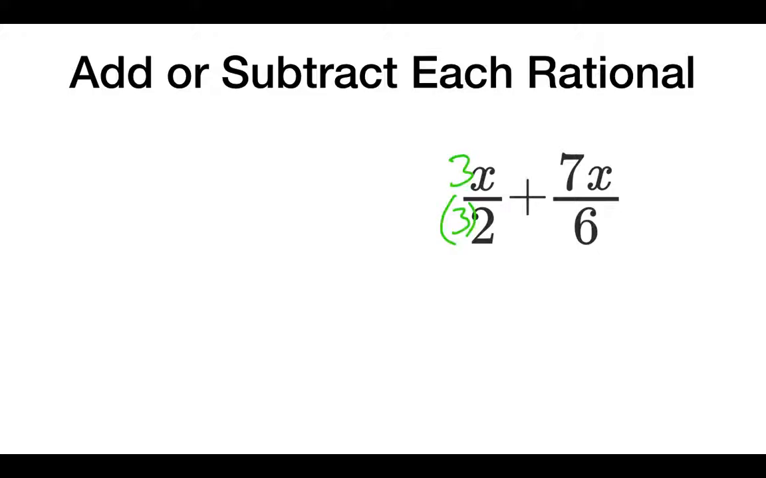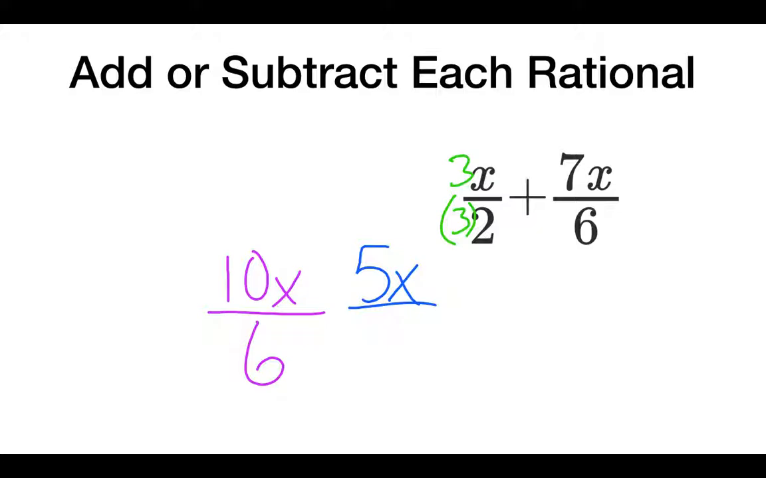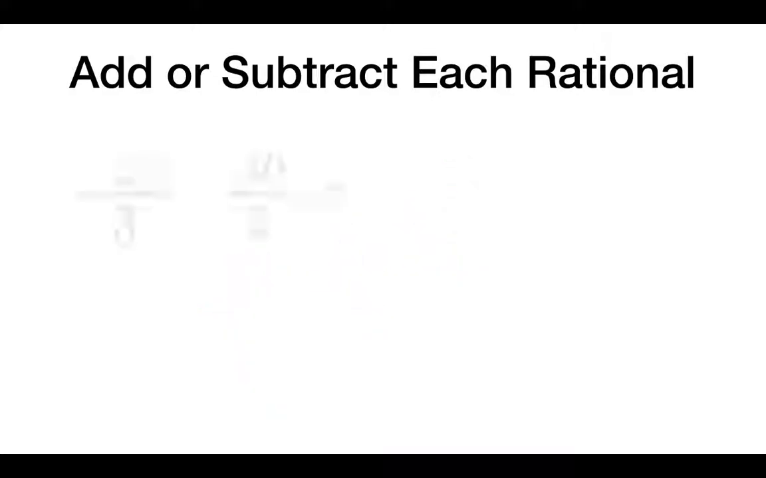on top and bottom. So that becomes 3x over 6 plus 7x over 6, which of course becomes 10x over 6. And guess what? Wait a second. I was about to say we're done, but we're not, because 10 over 6 can be simplified, meaning 5x over 6. And that, right there, is our final answer. Now let's try another one.